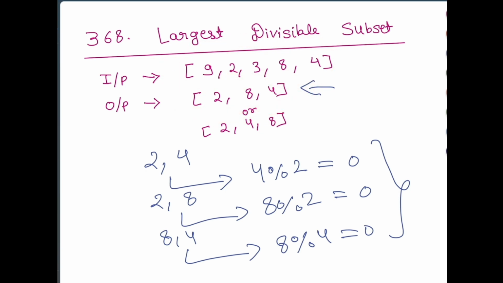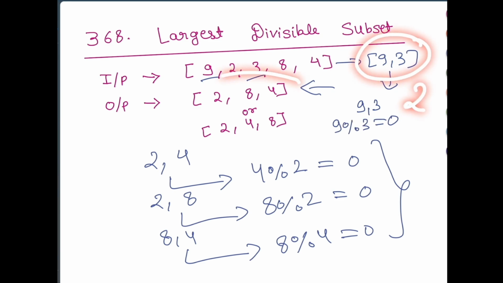So for this given input, we can create another subset which is 9 comma 3, right? This is the first element, this is the second element, and this has just one pair which is 9 and 3, and the condition is true that 9 mod 3 is equal to 0. But the length of 9 comma 3 is 2, and the length of 2 comma 8 comma 4 is 3. We need to output that subset which has the most number of elements. So that is another condition, and that's why this answer is not correct and this one is correct.